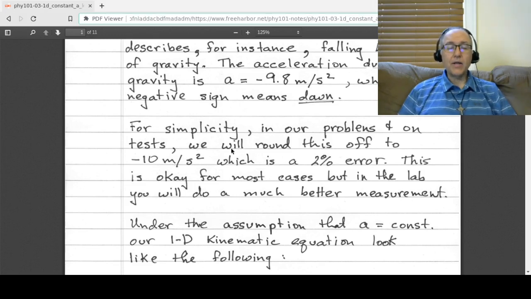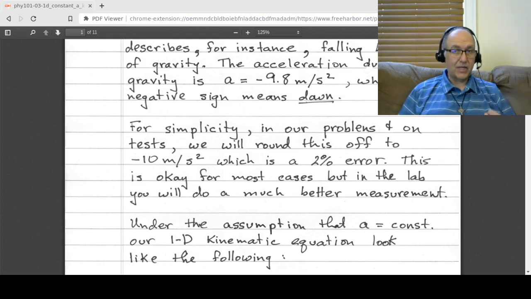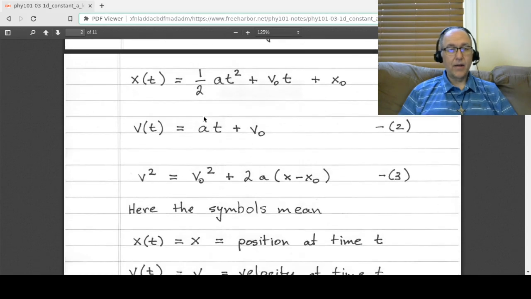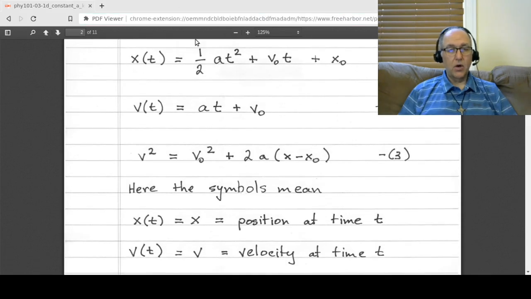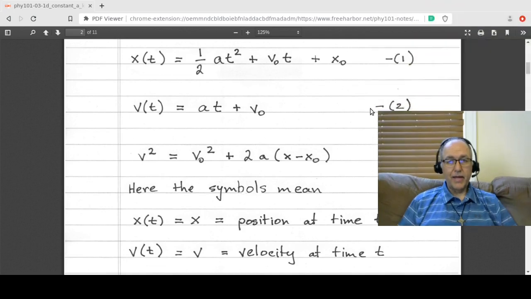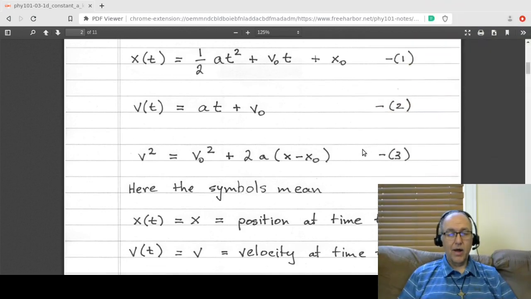So under the assumption of constant acceleration, which means that a doesn't change over time, it's just some number like negative 10 meters per second squared, the kinematic equations that I gave you last time simplify. They look like this. There's three of them that you need to know. And let me just move my image down here so that I don't cover up the numbers on the side here.